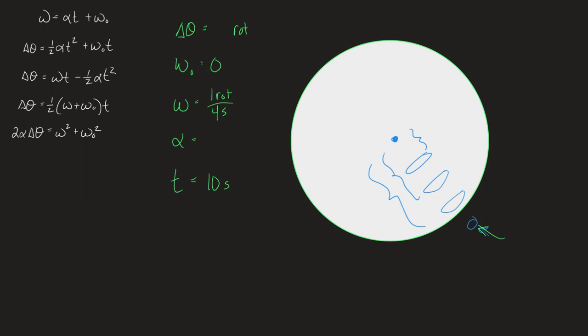So let's just do the easy one. The simplest one is to do the angular acceleration. Right? These four things would have to be used. Top equation. So I would just start by saying, all right, omega equals alpha t plus omega naught. So 1/4 equals alpha times 10. So alpha is going to be 1/40. And that would be rotations per second squared.